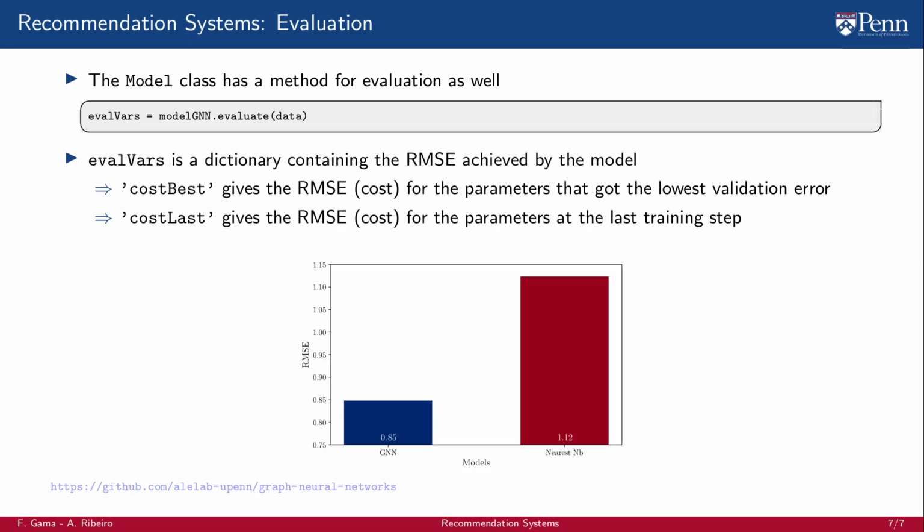The results of this GNN are presented in this bar plot here. We see in blue that the GNN achieves an RMSE of 0.85. Even though we haven't done any cross-validation nor exhaustive search of hyperparameters, learning rates, etc., we see that the GNN still outperforms the rating estimate based on the nearest neighbor rule. This concludes the coded example of using GNNs on recommendation systems.